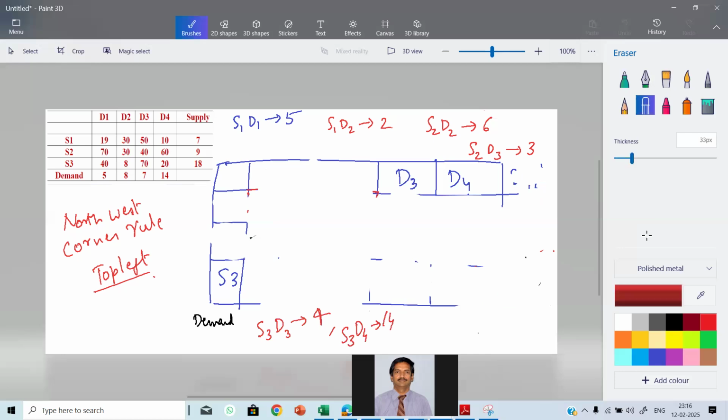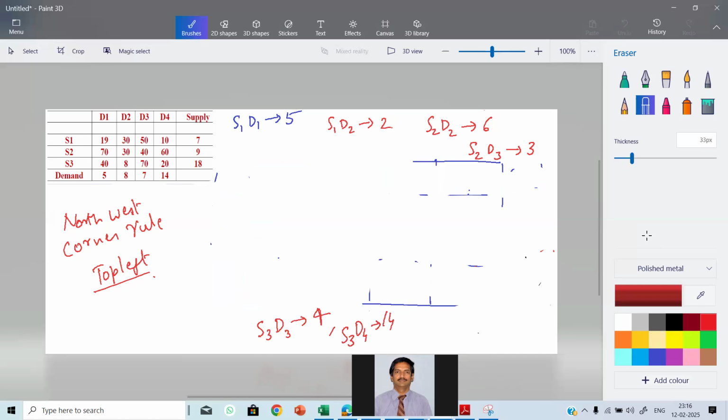Now in this way, units are allocated for all these destinations. S1 to D1, D2, D3, D4, everybody, every unit is allocated to its destination. So this is the basic feasible solution, right?